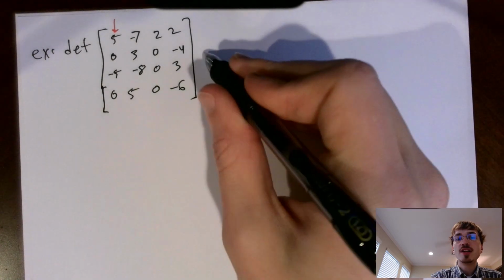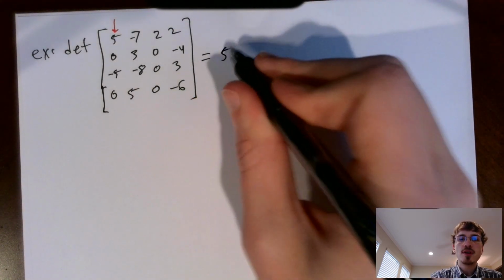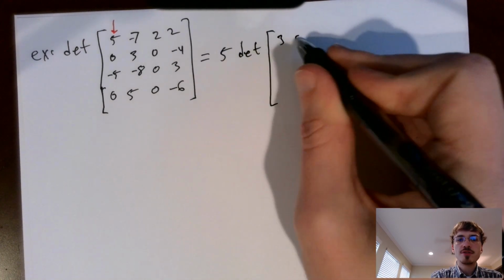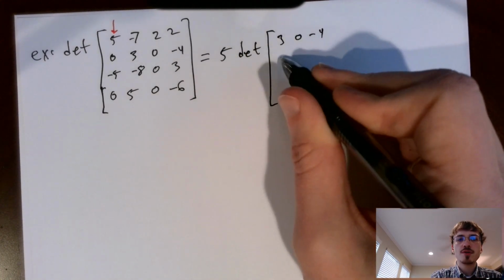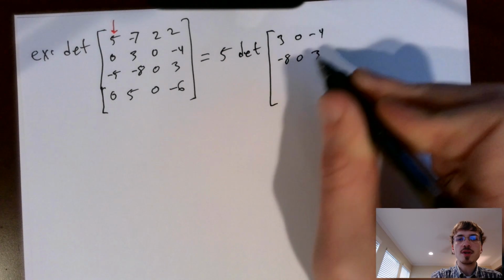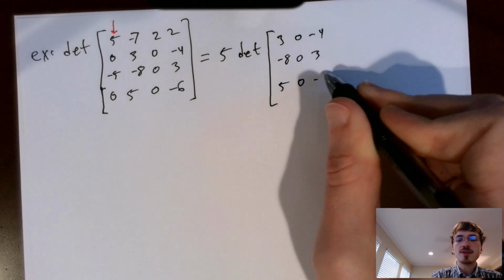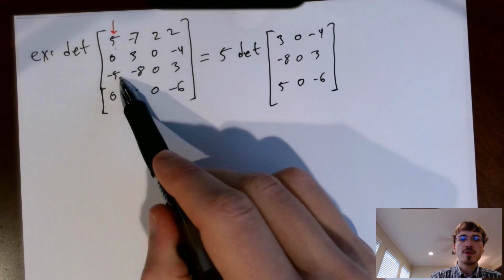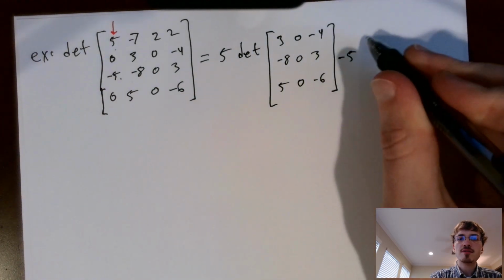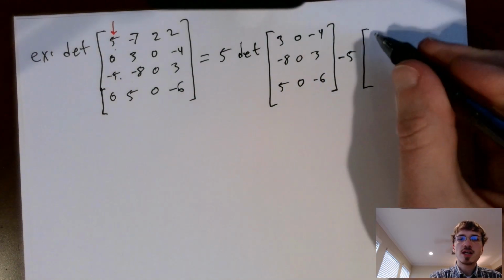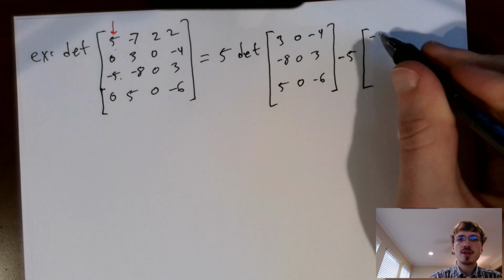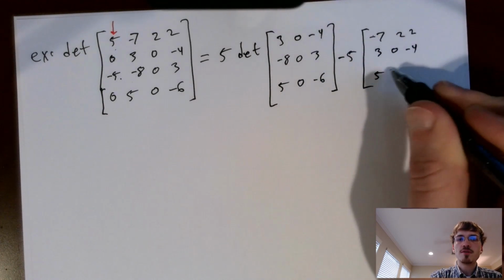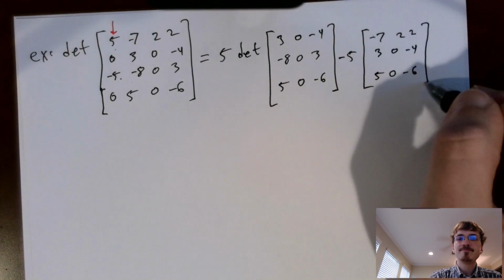So I see that all that I need to compute here is 5 times the determinant of 3, 0, -4, -8, 0, 3, 5, 0, -6. This is positive, negative, positive, so I get -5 times the matrix -7, 2, 2, 3, 0, -4, 5, 0, -6. And that's kind of nice.